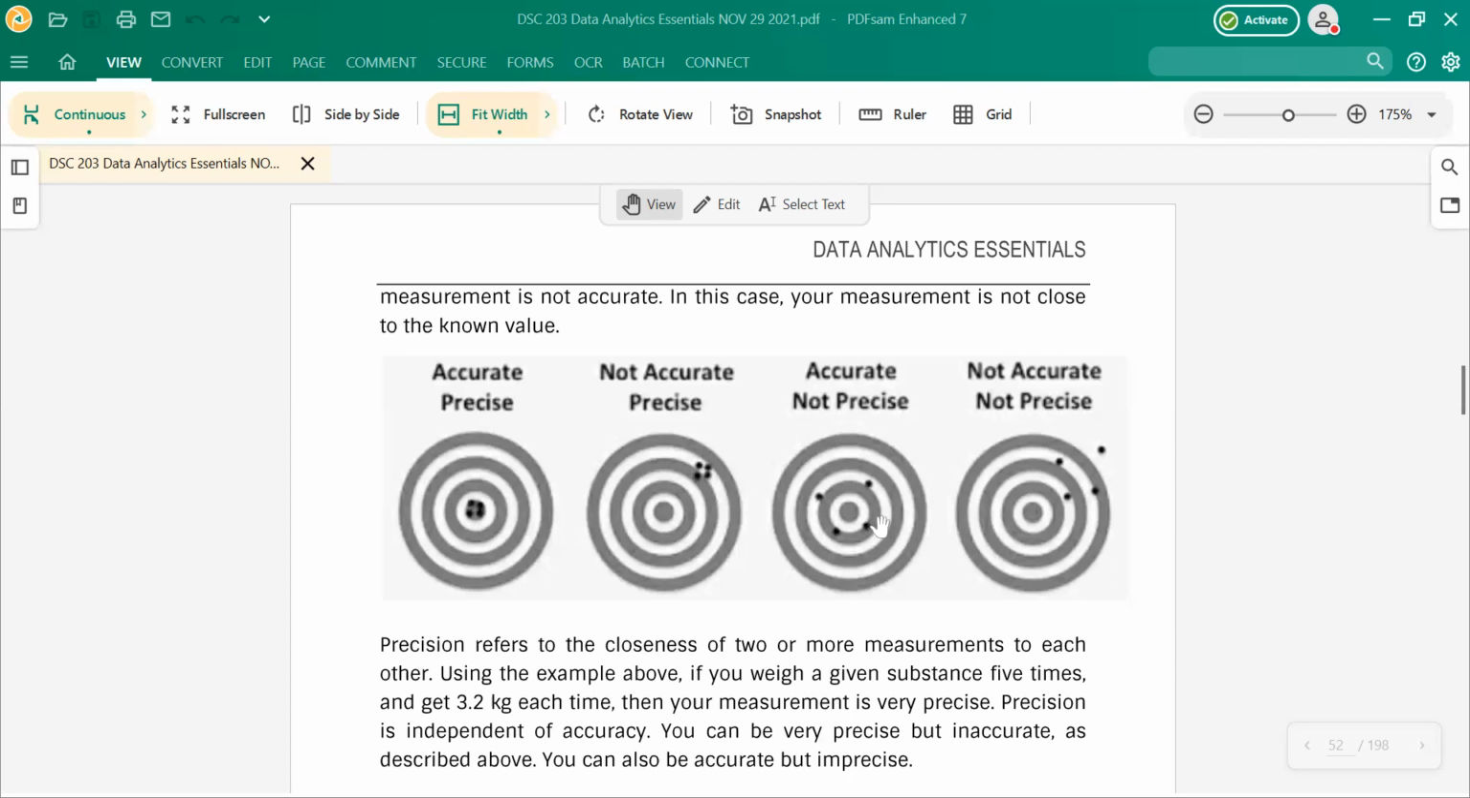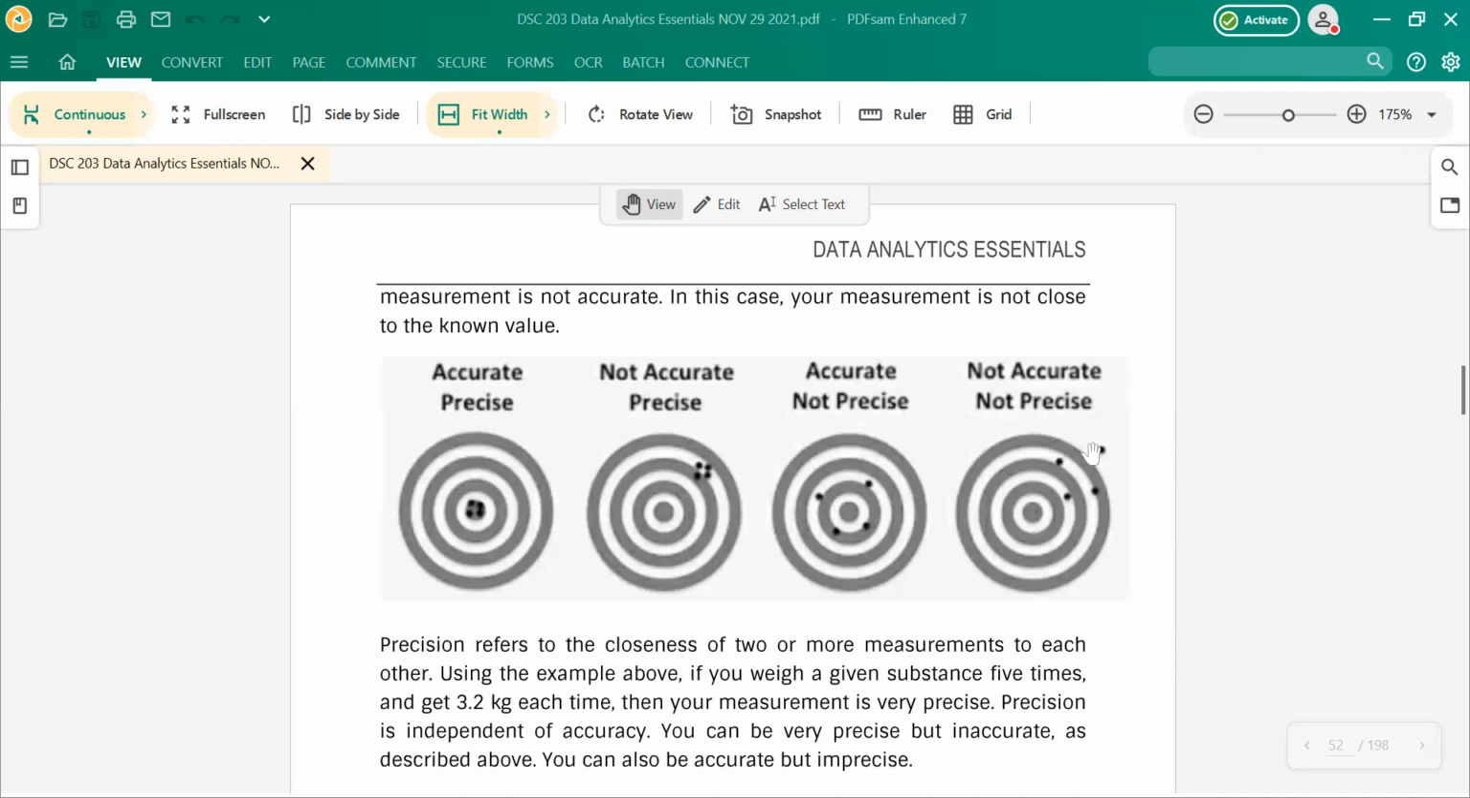Accurate, not precise. Sometimes you're getting 10, sometimes 70: 10, 70, 10, 70. The average is what you want. I want 70%, I got 70%. So I'm accurate, but I'm not precise.